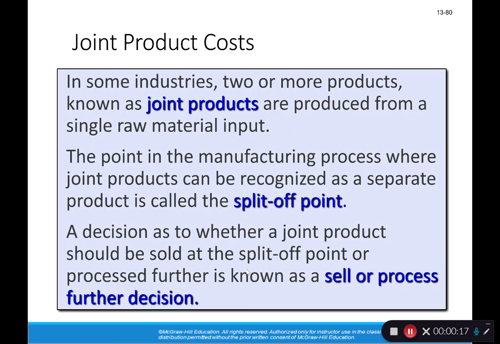A joint product happens when, in some industries, two or more products known as joint products are produced from a single raw material. The point in the manufacturing process where the joint products can be recognized as a separate product is called the split-off point, and then we have to decide whether we sell the products as is at the split-off point or process them further.